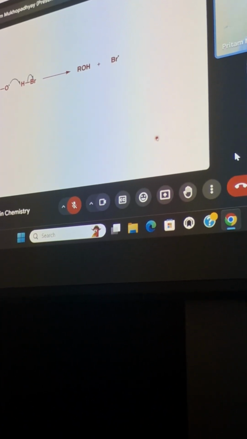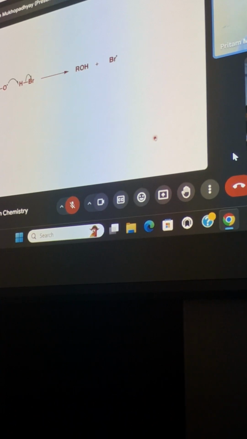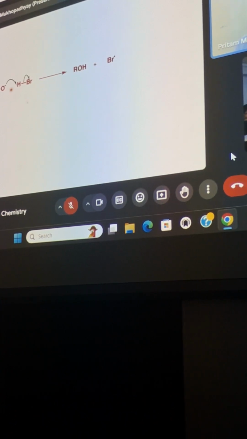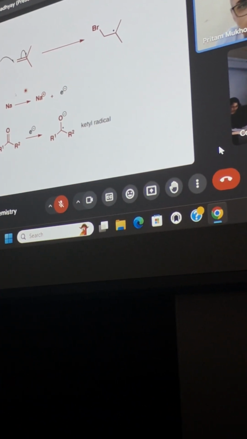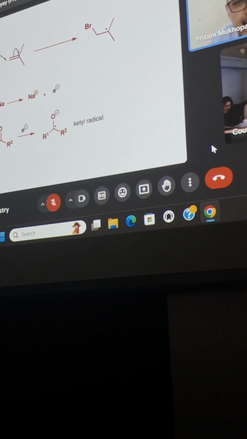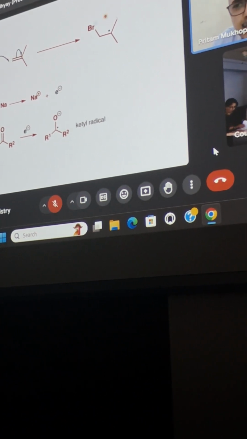This is an example, right? So this is one of the examples of a substitution reaction. This is another example, as I just showed you, radical addition. Bromine can add over here, over this alkene, to form this type of a moiety.